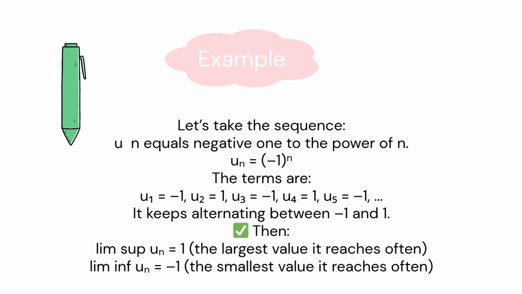Example: let's take the sequence u_n equals (-1)^n. The terms are u_1 equals -1, u_2 equals 1, u_3 equals -1, u_4 equals 1, u_5 equals -1. It keeps alternating between -1 and 1. Then, the limit superior of u_n is 1, the largest value it reaches often. The limit inferior of u_n is -1, the smallest value it reaches often.